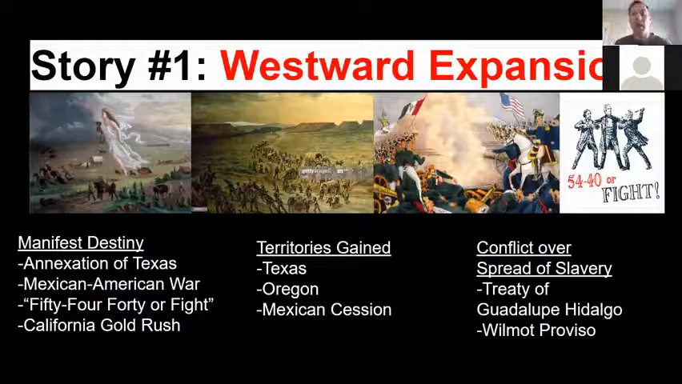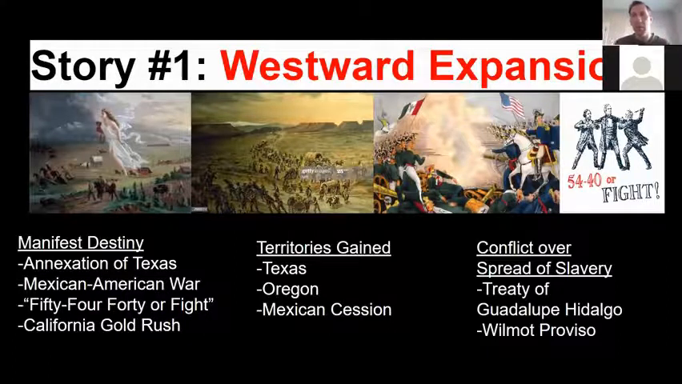Now, why does this all matter to the time period? This matters because this is going to be a catalyst for the Civil War. As we expand our territory, as we get larger and larger, there becomes growing debate over slavery. Because as we add new territories, the inevitable question comes up: which of these territories will be free, and which of these territories will have slaves? And we see this almost immediately in this time period.